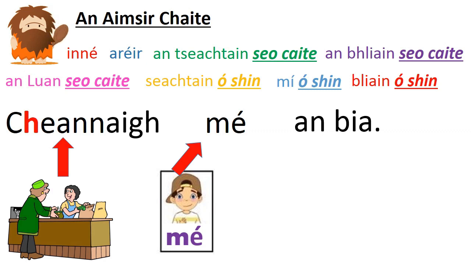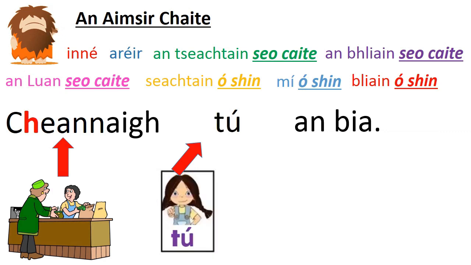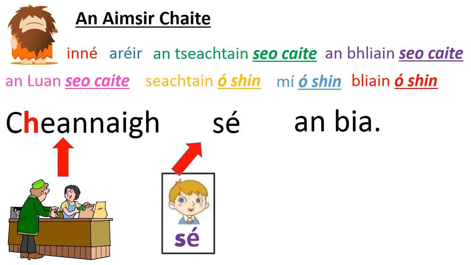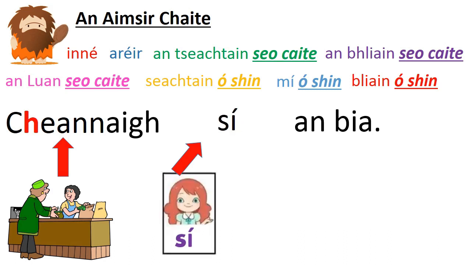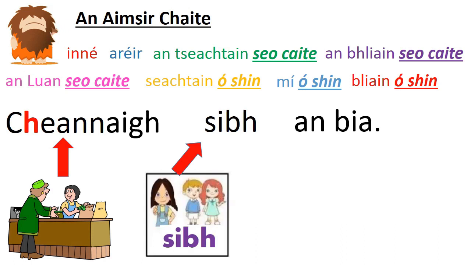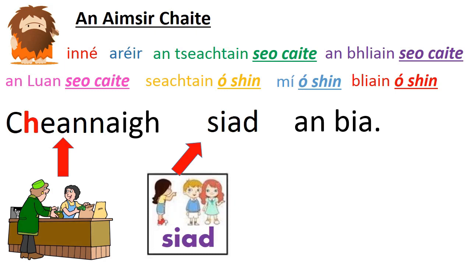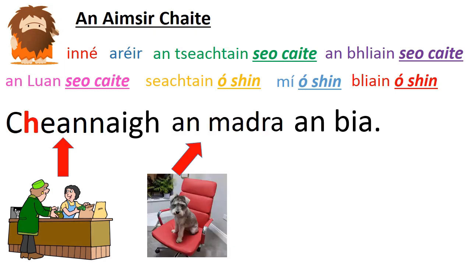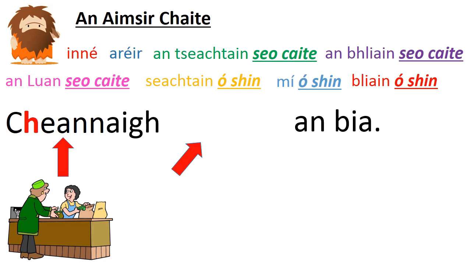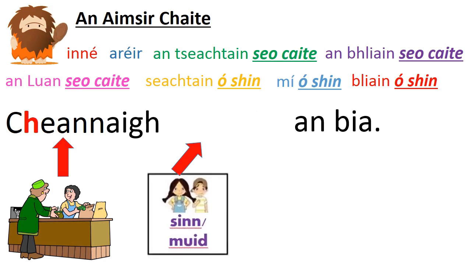So cheannaigh mé an bia. Cheannaigh tú an bia. You bought the food. Cheannaigh sé an bia. Cheannaigh sí an bia. Cheannaigh sibh an bia. Remember, that's the one that's you plural. Ye bought the food. Cheannaigh siad an bia. They bought the food. Cheannaigh an madra an bia. The dog bought the food. Agus arís anois táimid ag féachaint ar sin agus muid. We're looking at the we part now.